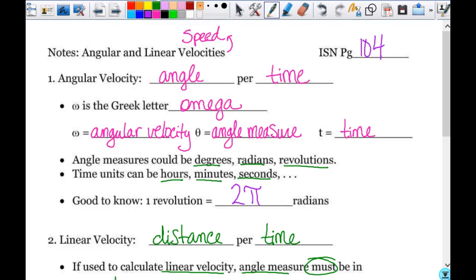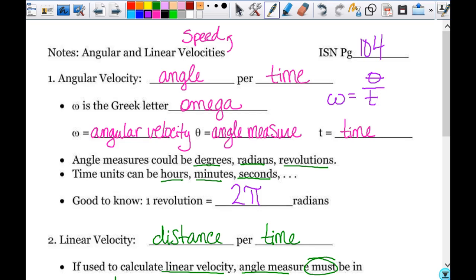Okay, so we have angular and linear velocities, which is just speed, right? And so your angular velocity is angle per time, okay? How much it rotates in any given amount of time. And we use the Greek letter omega, which just looks like a fancy W. And so our angular velocity formula, so it's angle per time, is just that omega is equal to whatever your theta is over your time.